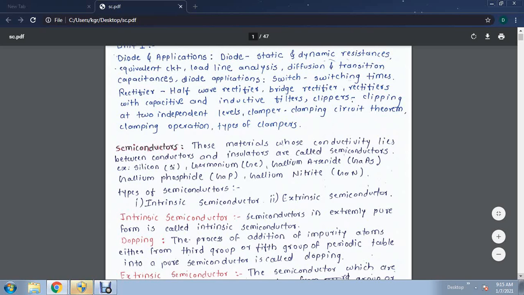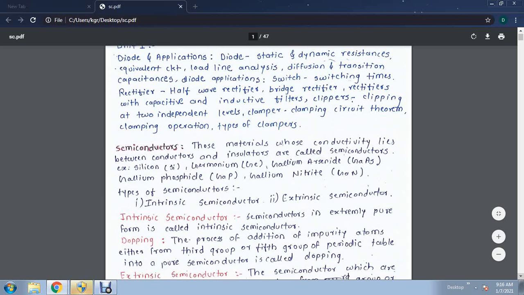What is meant by intrinsic semiconductor? Intrinsic means extremely pure. The pure form is nothing but intrinsic semiconductor. I am asking one question: a semiconductor in extremely pure form, is it true or false? It is true. A semiconductor in extremely pure form is called an intrinsic semiconductor.